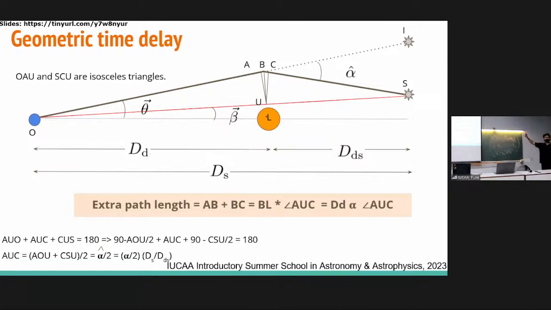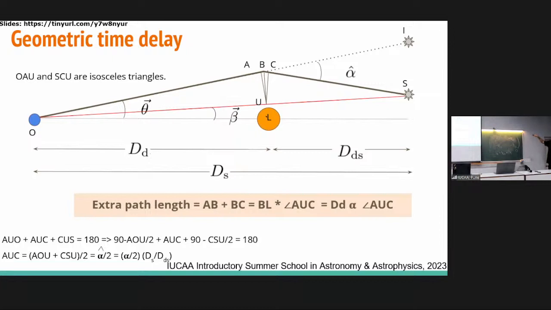All these are very small angles. So I'm allowed to do all these kind of distance multiplied by angle, d times theta. So that's the extra path length. Right? Now, what is dl? dl is equal to dt, which is the distance between O and L, times this angle alpha.